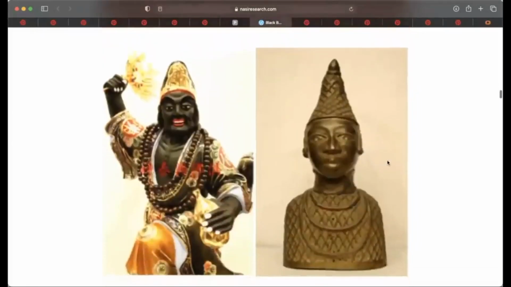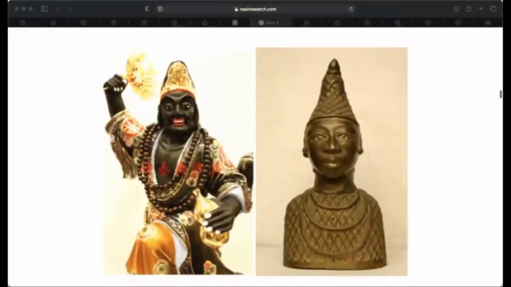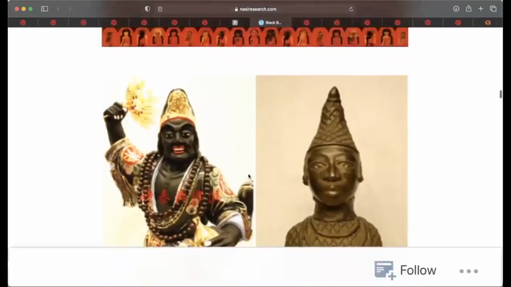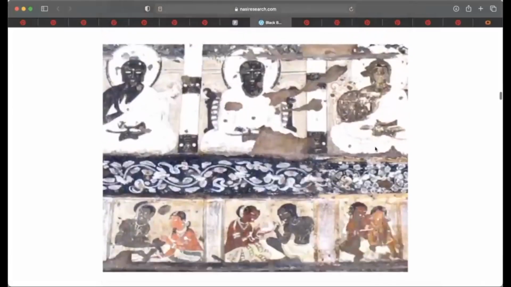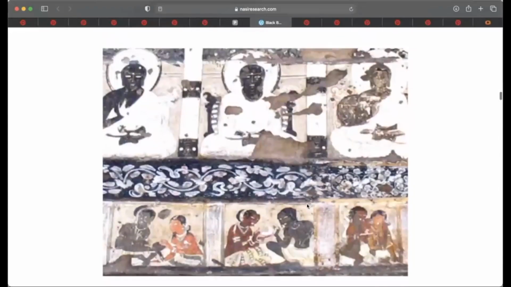Look at this. Isn't this cool? Wow. Tibetan Buddha with conical hat. There's some more murals right here, as you can see. So-called black people with different shades, so-called Negros, different shades. These are the things they'll never show you in school.